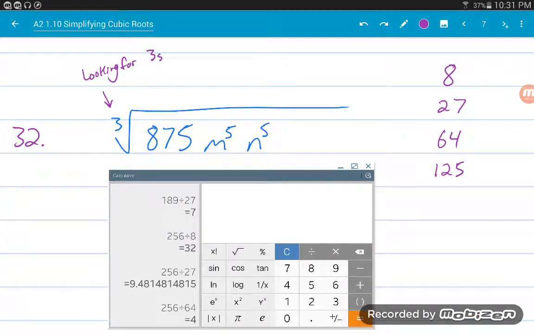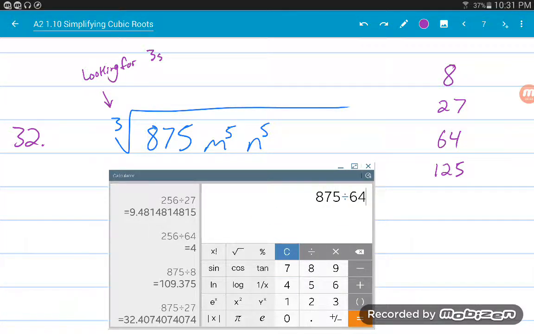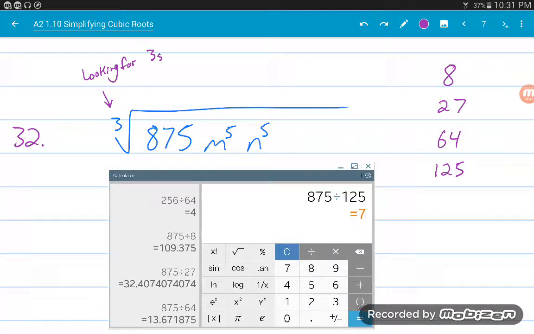I look at the list of cubes, and I just check what divides in evenly. Well, 875 divided by 8, nah, that doesn't work. Decimals. 875 divided by 27, decimals. 875 divided by 64, decimals. 875 divided by 125, awesome. So that means that 125 times 7 is equal to 875. So you remember those two numbers, and we'll break the 875 up and rewrite it.